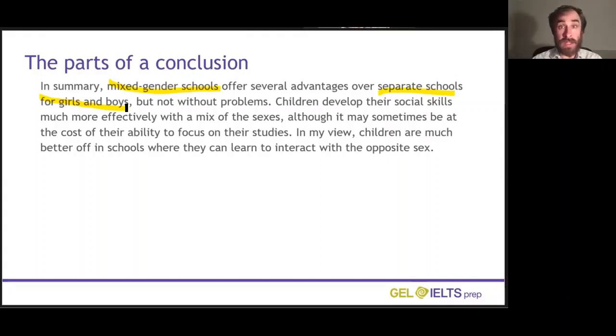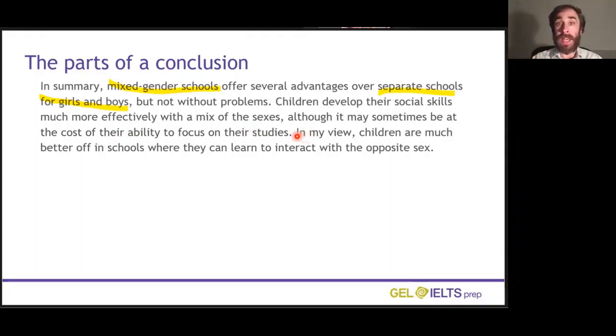So we have 3 sentences here. The first sentence, starting in summary, is a summary of the topic. It gives us an idea of what this whole essay is about. The second sentence talks about the 2 points I made in my essay. So children develop their social skills much more effectively with a mix of the sexes, although it may sometimes be at the cost of their ability to focus on their studies. So it's showing 2 sides, 2 opposing arguments there.